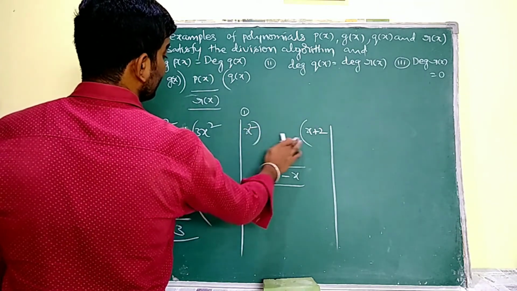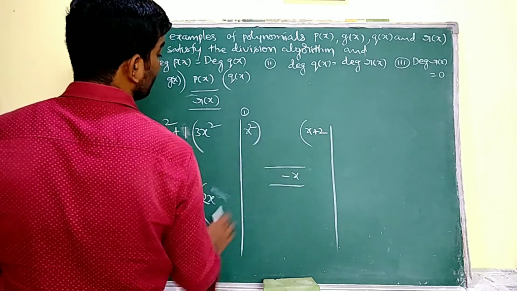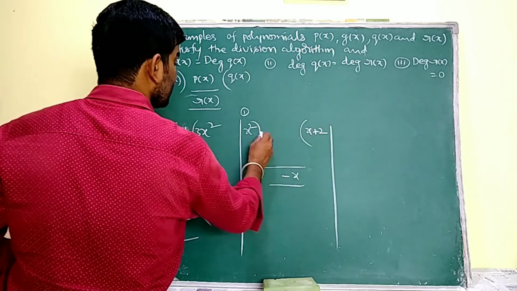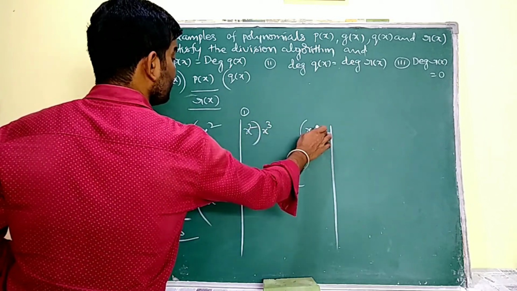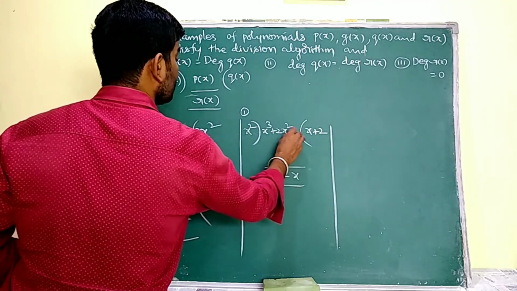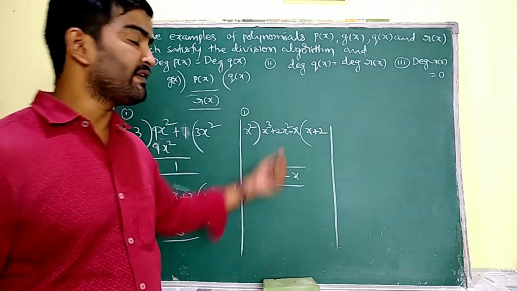See, we know by the division algorithm that the dividend is equal to the product of these two plus the remainder. Just multiply these two: x into x square, x cube; x square into 2x, 2x square. And we have to add this one. So this is our p of x.